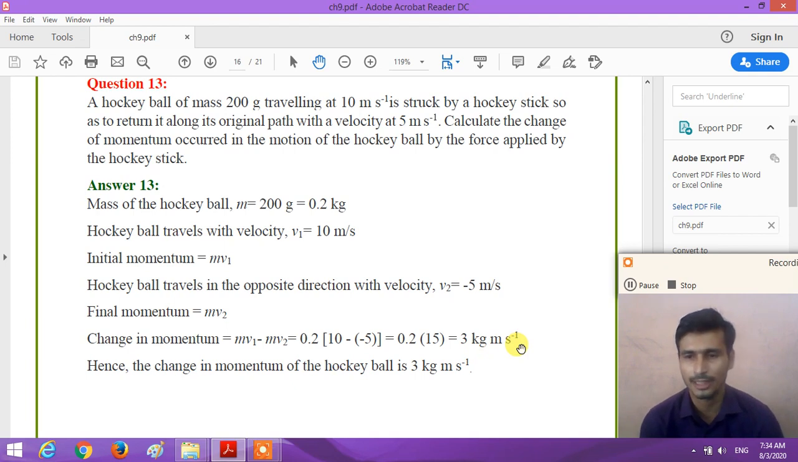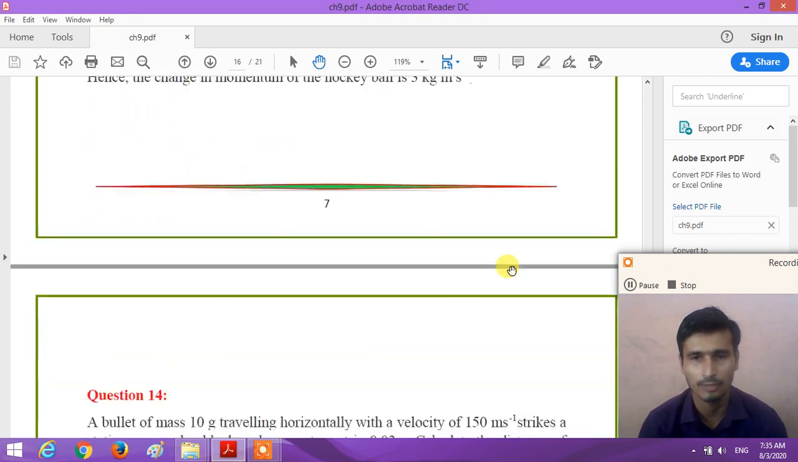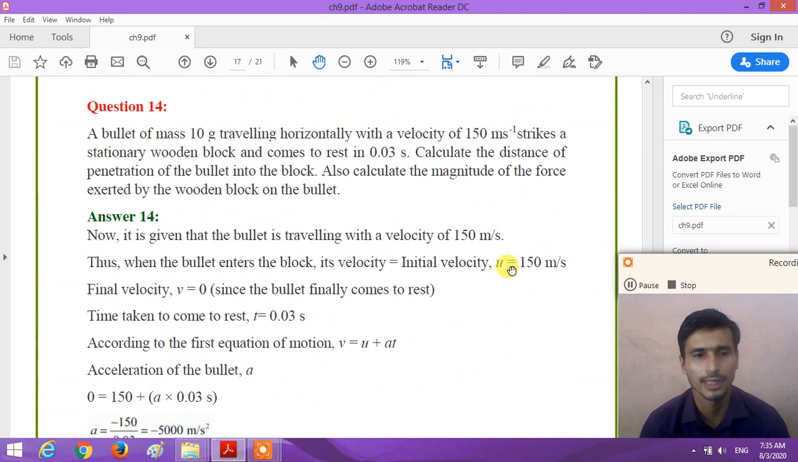Change in the momentum means the initial momentum minus the final momentum. We can also calculate here the initial momentum by placing the value m into v1, the final momentum by placing the value m into v2, and then subtract these two, we get the change in momentum as 3 kilogram meter per second. So dear student, understand question number 13 and the answer of question number 13. Now question number 14.